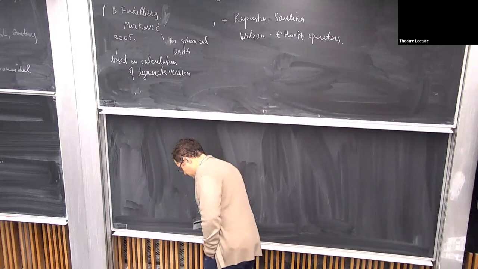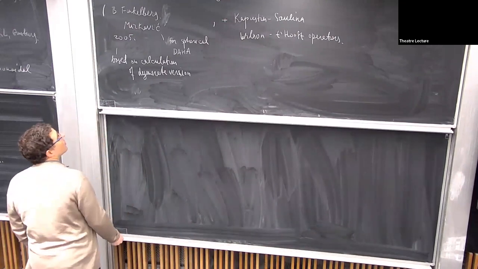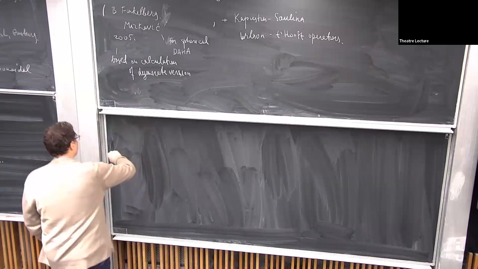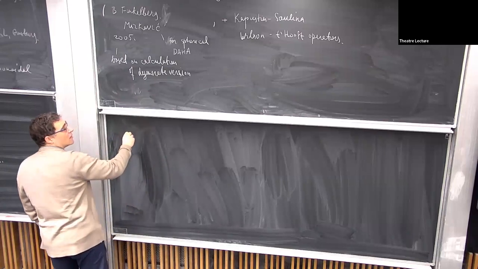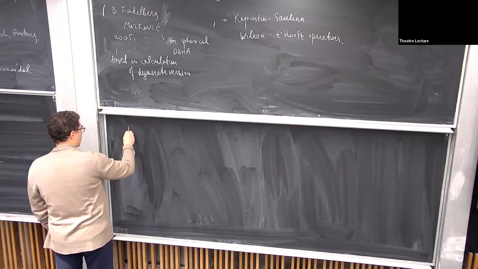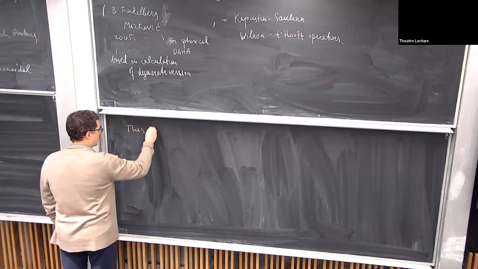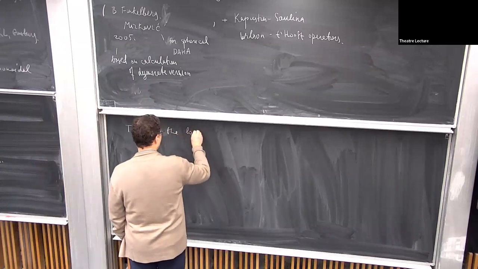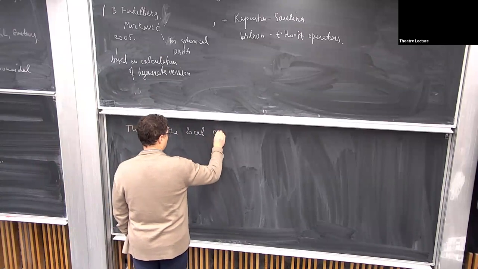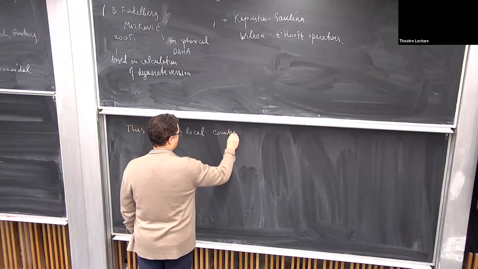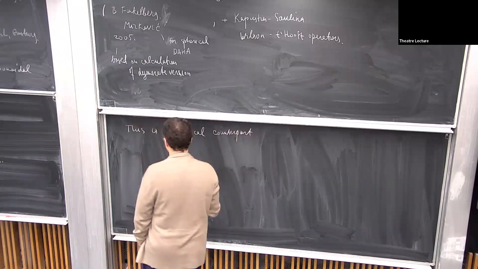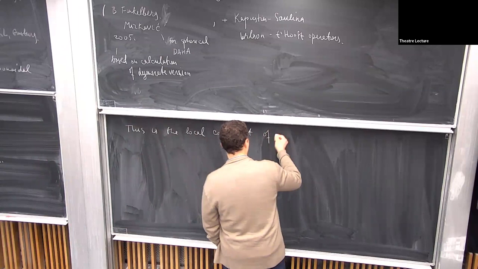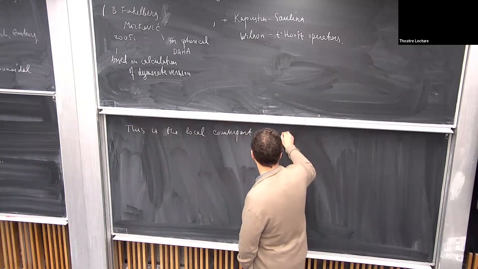So the conjecture is still open, but it connects. The context for this is the local counterpart of something global. The global statement, which is the classical limit.